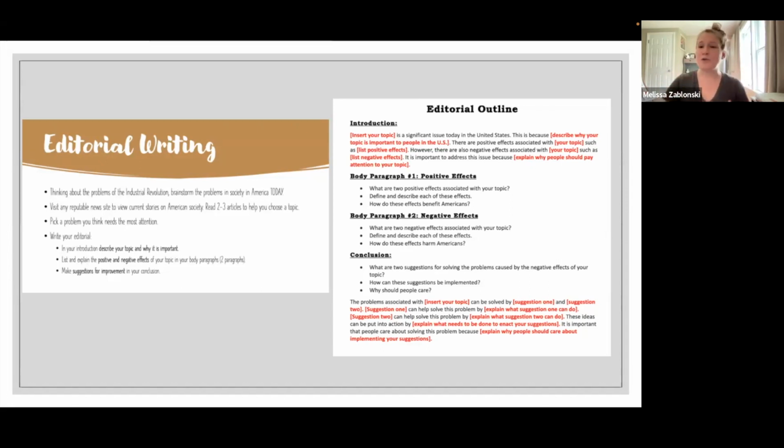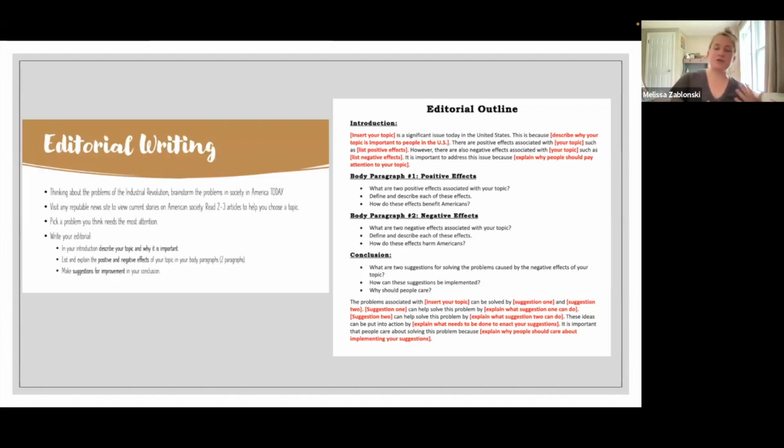They then write their editorial or create their PSA. And the outline that I have here, I use with some of my lower level students to help them frame their ideas. But what they're supposed to do is, whatever product they choose, they are describing the topic and why it's important to be educated on the topic. Why is it important to learn about this issue? And then they're explaining positive and negative effects of the issue.